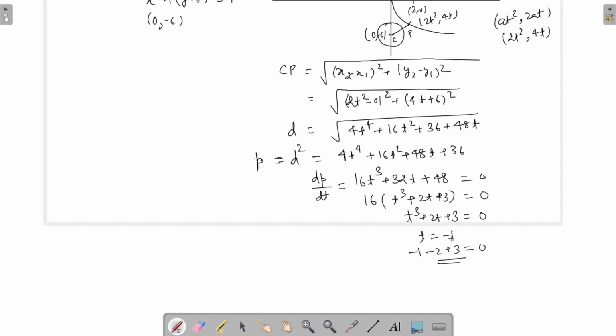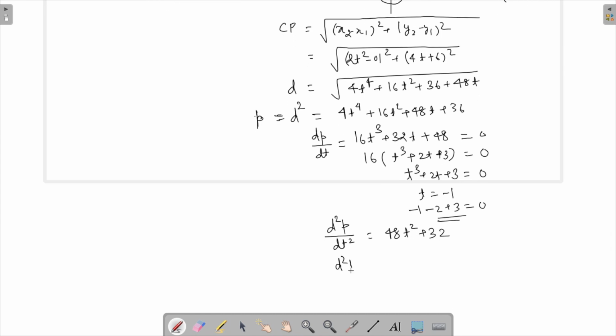But as we have got one, let's try figuring out with this itself whether it is going to give me the minimum or not. So we can go ahead and do this d2p upon dt square as well, and then find out that this is going to be equal to 48t square plus 32, right? If I substitute t equals -1 over here, then this will become plus 48 plus 32, which is actually greater than 0. So as my second derivative is greater than 0, this will be a minimum value. So t equals -1 minimizes it.